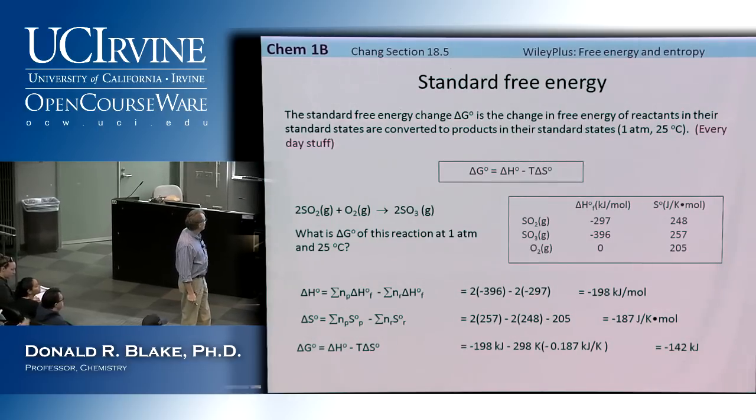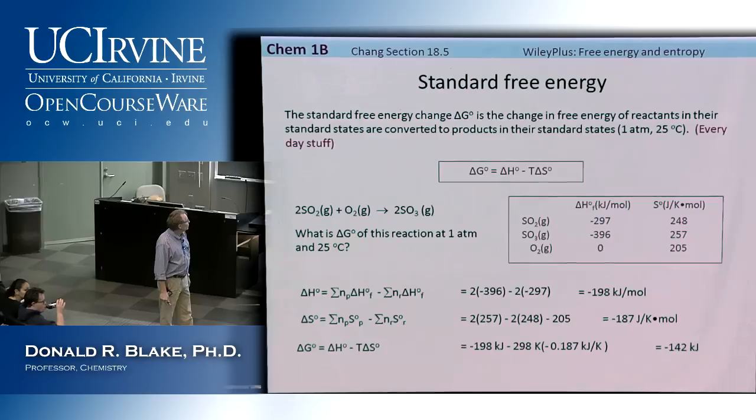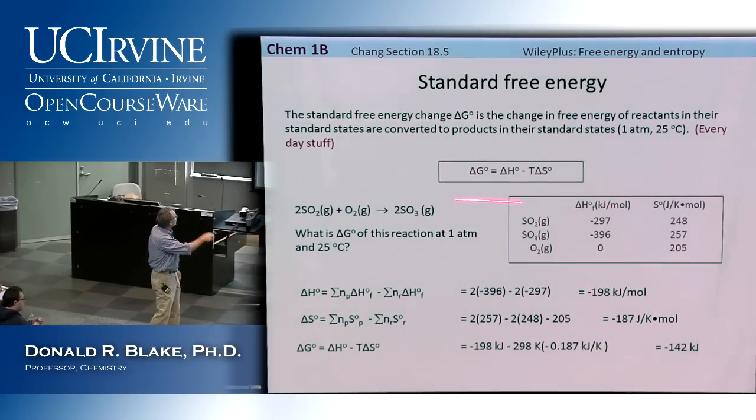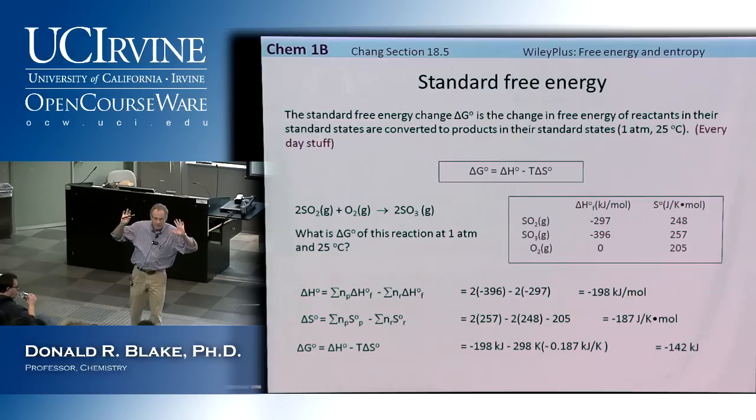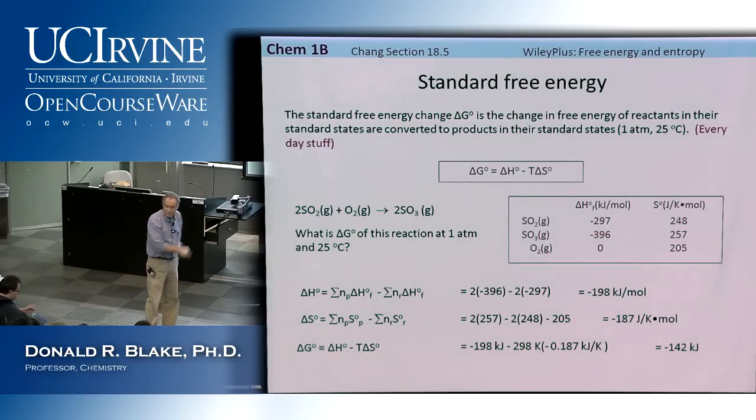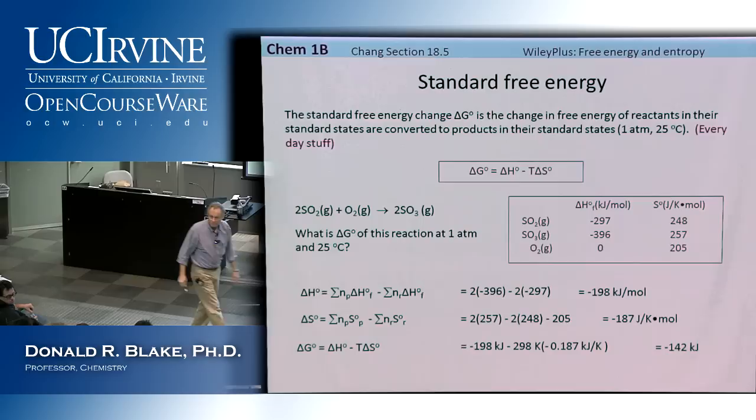How did I cancel the moles? Yeah, because it says kilojoules. But this is on a molar basis here. This is per mole. Once again, if I don't give you a value, this means you need 2 moles of this, 1 mole of this to make 2 moles of that. So the moles are gone.